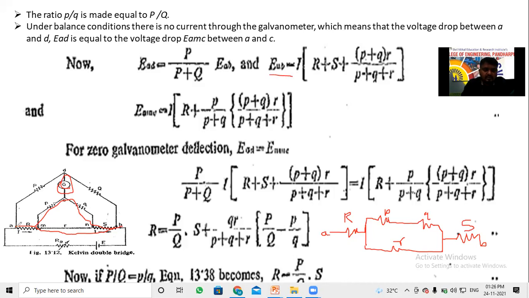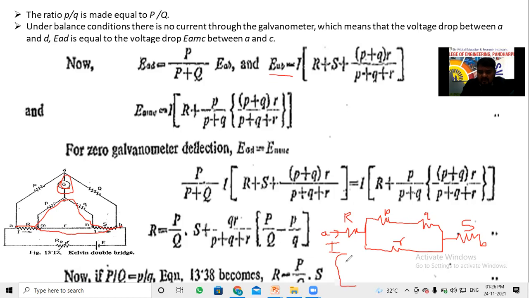EAB, the voltage drop across A and B. Is it audible? Okay. So for EAB, from A to B, we have two potential drops. So I will consider the current as I here, and I will keep I as it is outside.